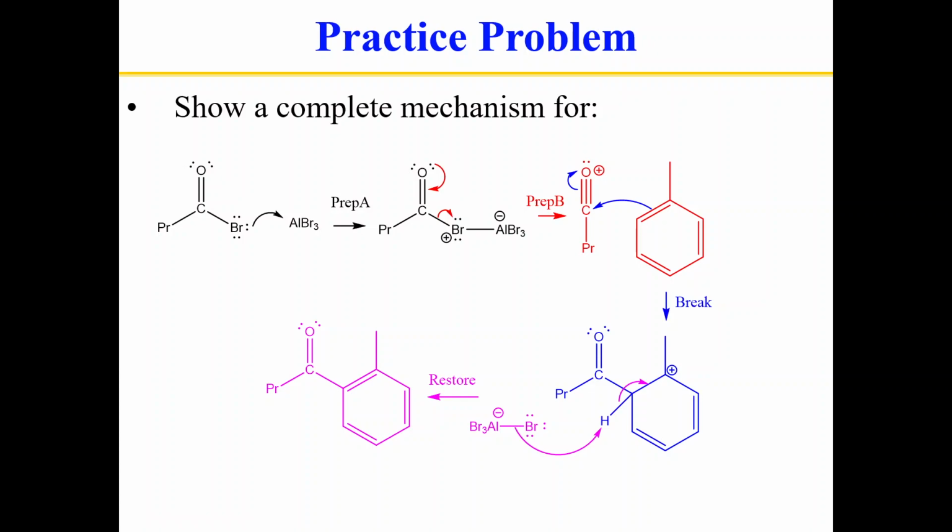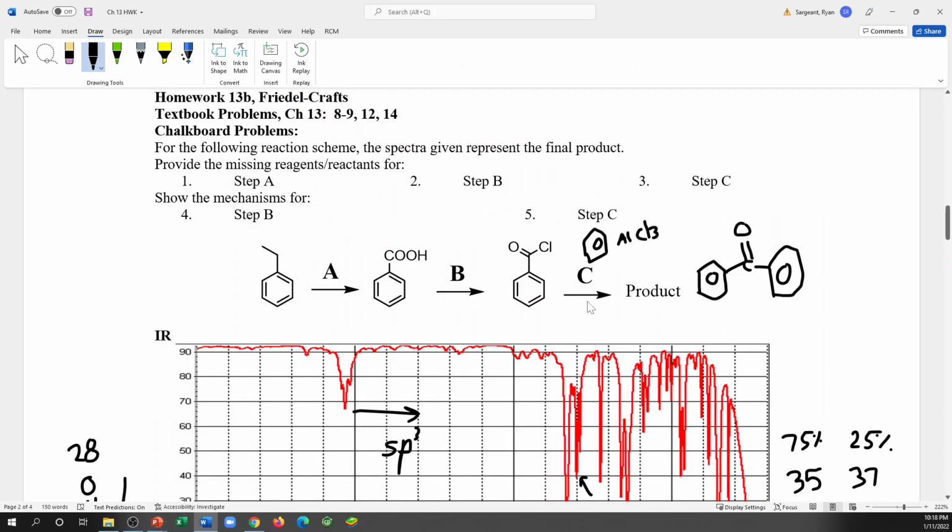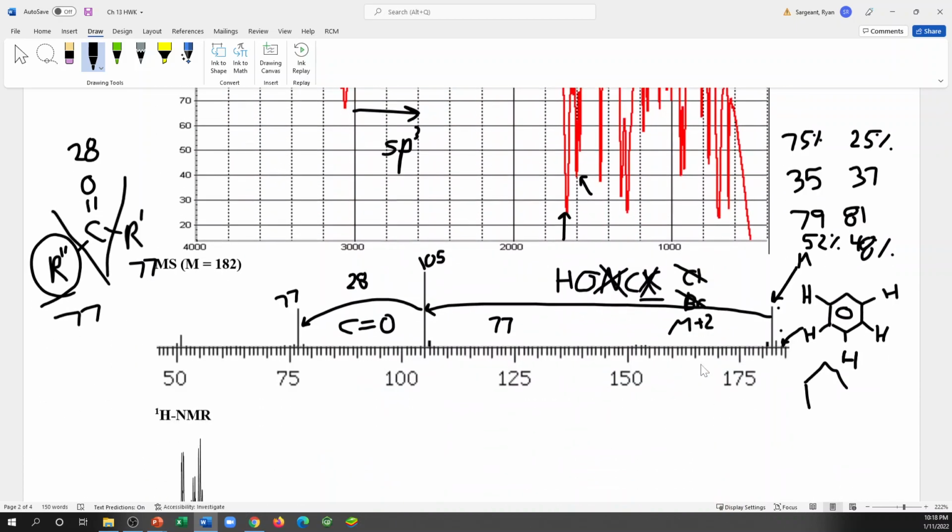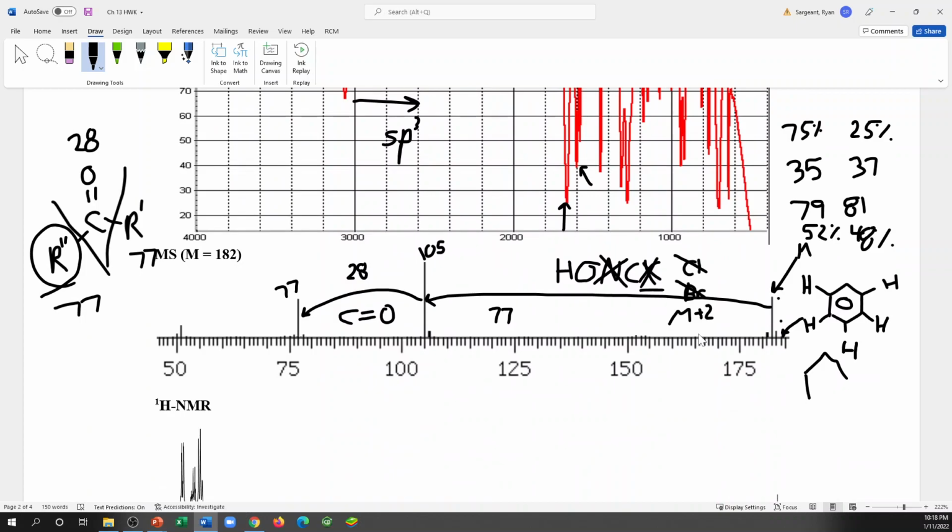So using the PowerPoint slides from the lecture that this homework corresponds to, you can find the mechanisms for step B and step C. Obviously, the hard part in this chemistry is figuring out what the product is, and so that's why this is a challenging problem.